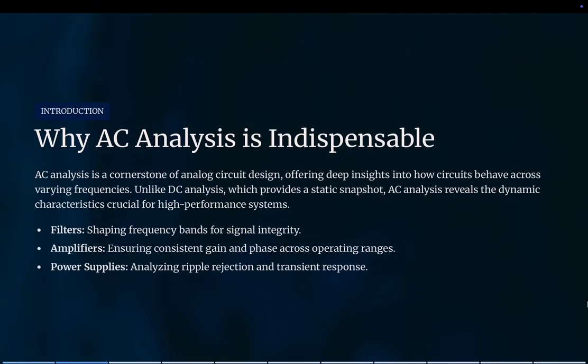Okay, so to begin with, let's see why we actually need AC analysis. When we design an electronic circuit, for example an amplifier or a filter, we cannot rely only on DC analysis or transient analysis. And why? Because in the real world, signals have different frequencies, and our circuit responds differently to each frequency. For example, suppose you have designed an audio amplifier. This amplifier should properly amplify signals from 20 Hz to 20 kHz, which is the human hearing range. But how do you know that your circuit works uniformly across this entire range? This is where AC analysis comes to help us.